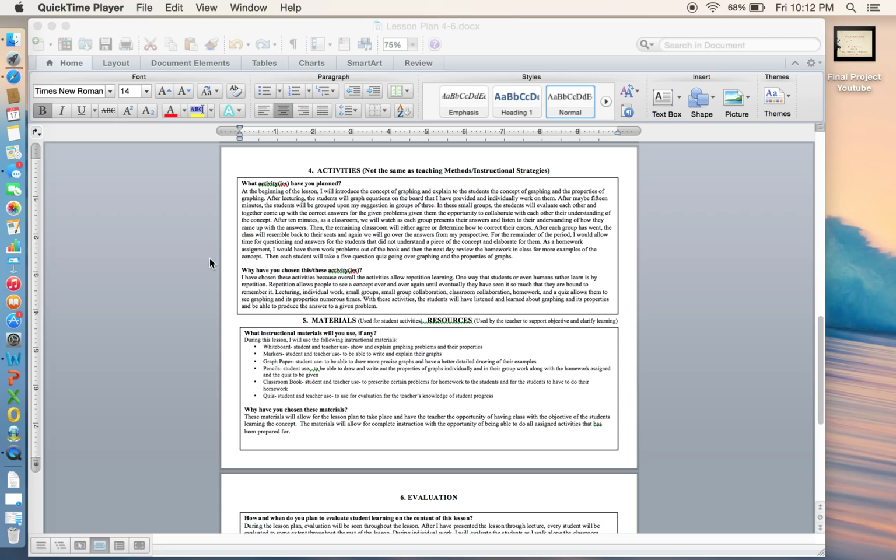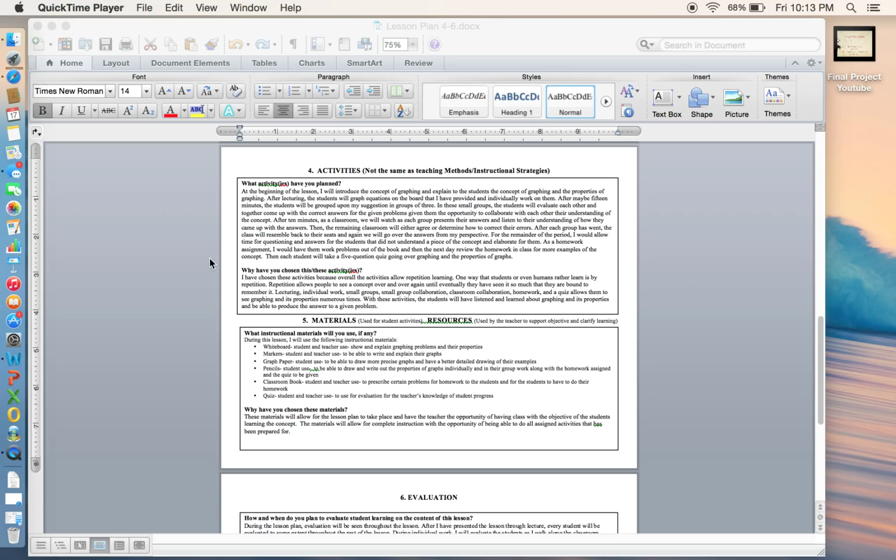And then it says, why have you chosen these activities? I have chosen these activities because overall the activities allow repetition learning. And a key way that humans learn is repetition, seeing something over and over again, constantly hearing it over and over again. So the more that I can repeat the same thing, I think the better that the students will learn.